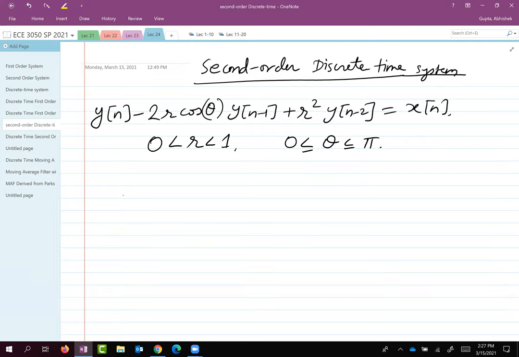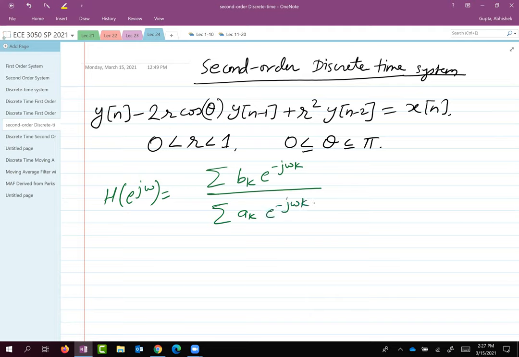This is not a general second order system, it's just a specific class of second order systems. And for this case, can someone tell me what the frequency response looks like? If you remember, I'll just write the expression. It's the summation of b_k e raised to minus j omega k over the summation of a_k e raised to minus j omega k. If you remember this expression from one of our earlier classes, b_k are the coefficients of x[n minus k], and a_k is the coefficient of y[n minus k] in this equation. So based on this formula, can someone tell me what the frequency response is going to look like?